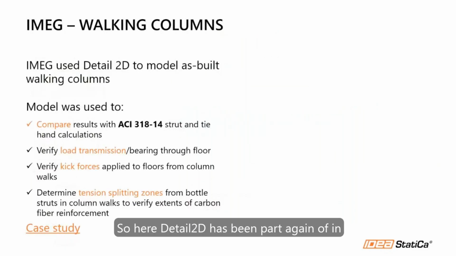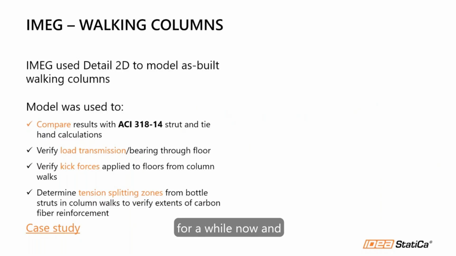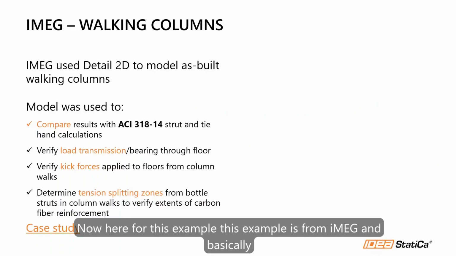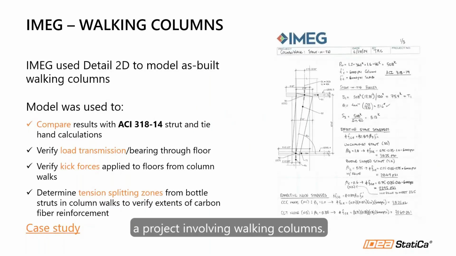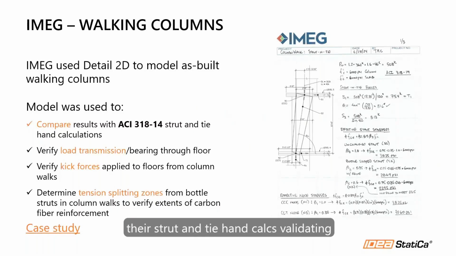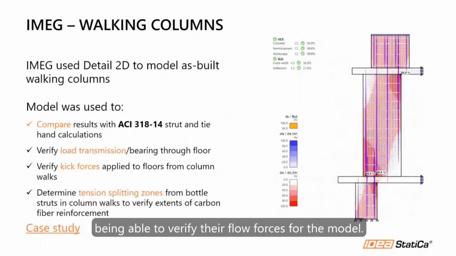So here, Detail 2D has been part of the IDEA StatiCa suite. Detail 2D has already been part of our applications for a while now, and some engineering firms have already been using it for different projects. Now this example is from IMEG, and basically they used IDEA StatiCa Detail as part of a peer review on a project involving walking columns. Within this project, they compared results against ACI 318 within their strut and tie hand calcs, validating the software against a code-based approach and being able to verify their flow forces for the model.